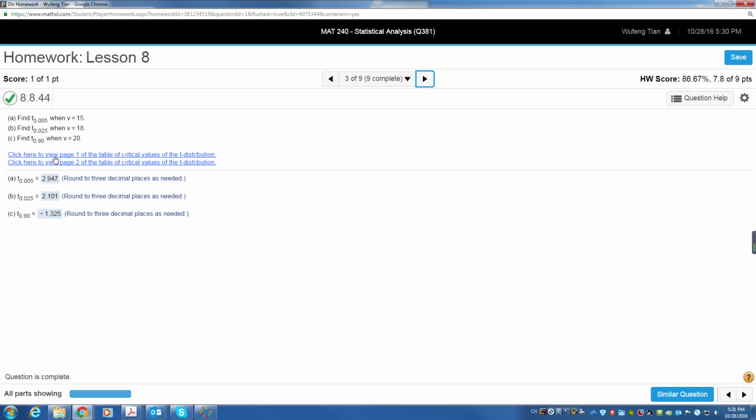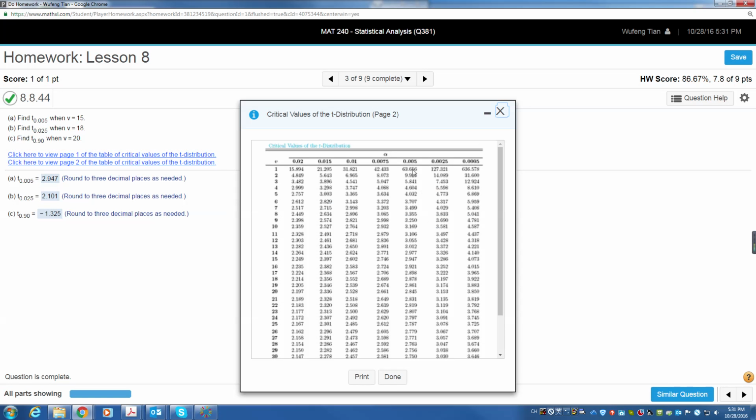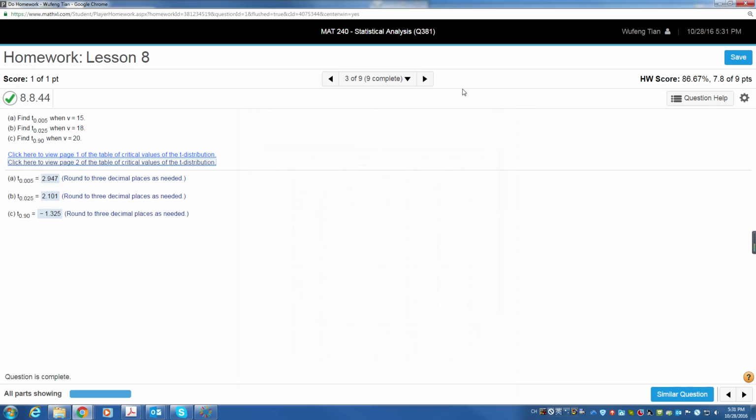Next one, you just look at the table. It really does not have too many things to explain. This is a question of how you read the table. So t value equals 0.005, go down to the second one, 0.005, go down to v equals 15, so 14 is 2.947.